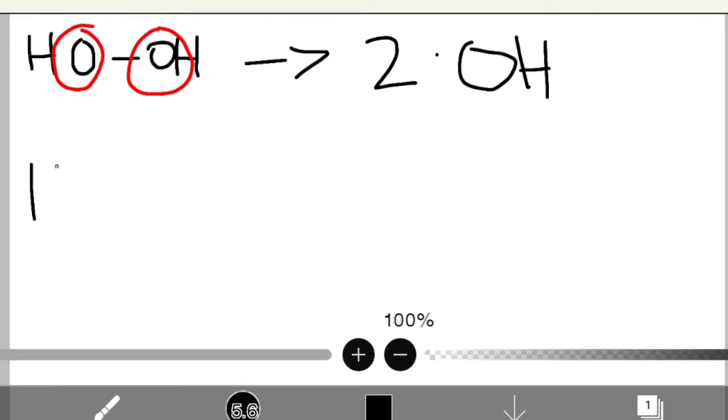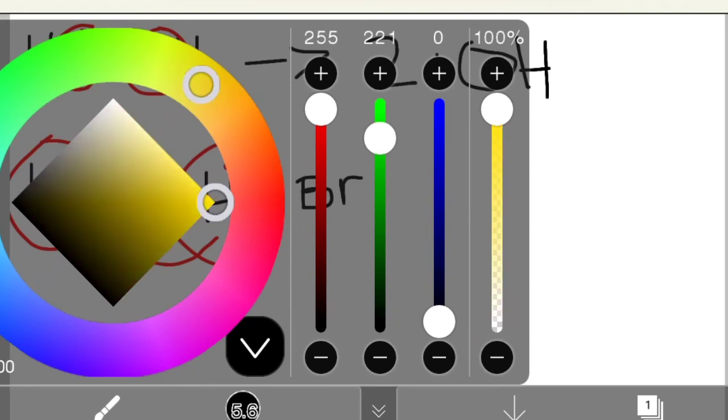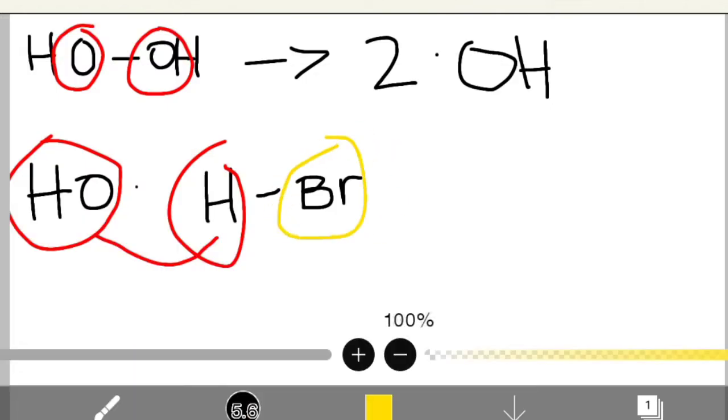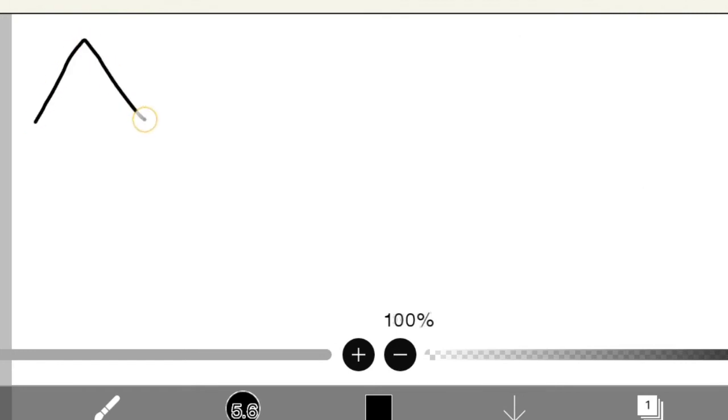Then the radical attacks the HBr. HO binds to H, and Br becomes a radical, so we get H2O plus a Br radical. Then the Br radical will attack the alkene.